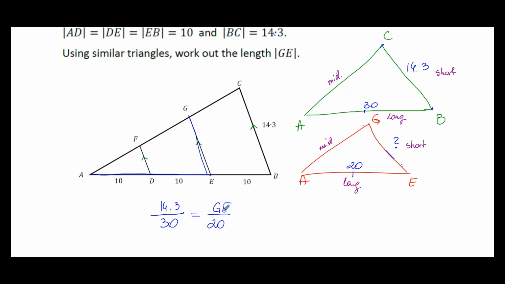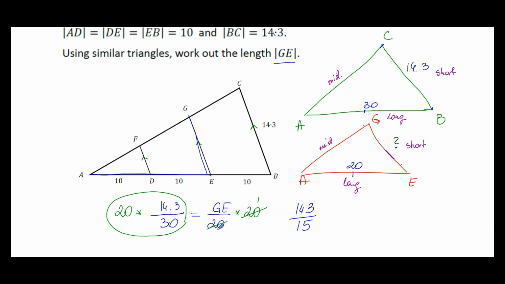Now, I want to find GE, not GE divided by 20. To eliminate the bottom of the fraction, we multiply both sides of the equation by 20. That way, 20 divided by 20 is 1, and 1 multiplied by GE is GE. We put that in the calculator, press equal, and our answer is 143 divided by 15. Since we are not given any terms and conditions for our answer, we can leave it in the form of this fraction.